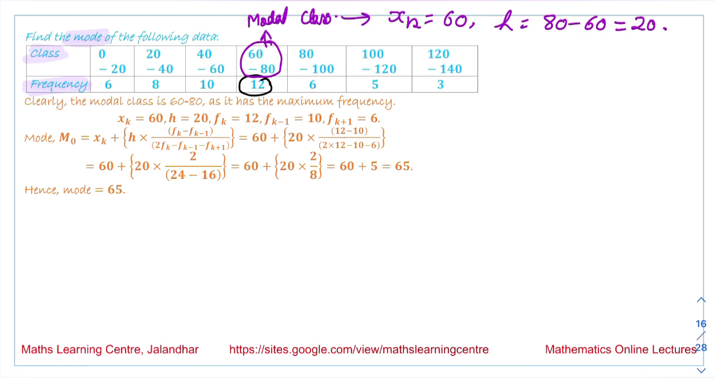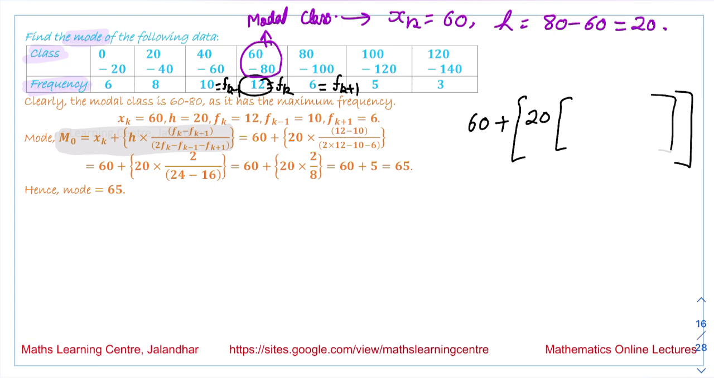The frequency corresponding to this class we are writing as fk. The frequency corresponding to the preceding class is fk minus 1. The frequency corresponding to the succeeding class is fk plus 1. Now, this is the formula to calculate the mode of this data. So the value of xk is 60 plus, open bracket, h is 20, and the next terms are again in multiplication.